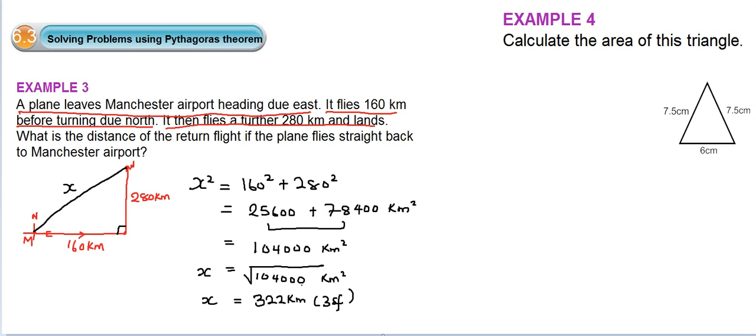Example 4 has to do with isosceles triangles. It says calculate the area of the triangle. We have these two sides which are equal, so that makes it an isosceles triangle. So that means these two angles here are also equal. So x, x.